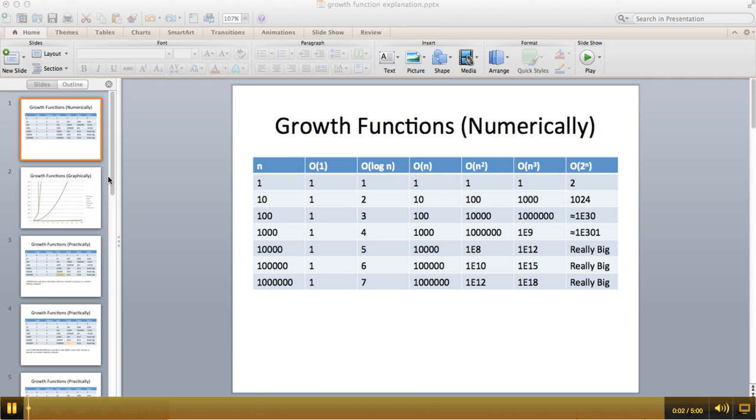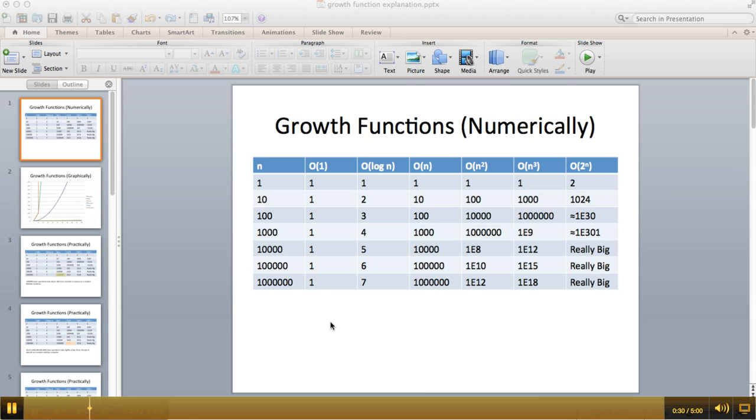In this video, we're going to look at the growth functions that we studied in this chapter and their behavior for different size data sets. We're going to look at this in three ways: numerically, graphically, and what I like to call practically. So in this first case, we have a table, and on the left-hand side of the table, we have n, which is the size of the data set, and it ranges 1, 10, 100, all the way up to 1,000,000. And then we have the values for the different growth functions at each n.